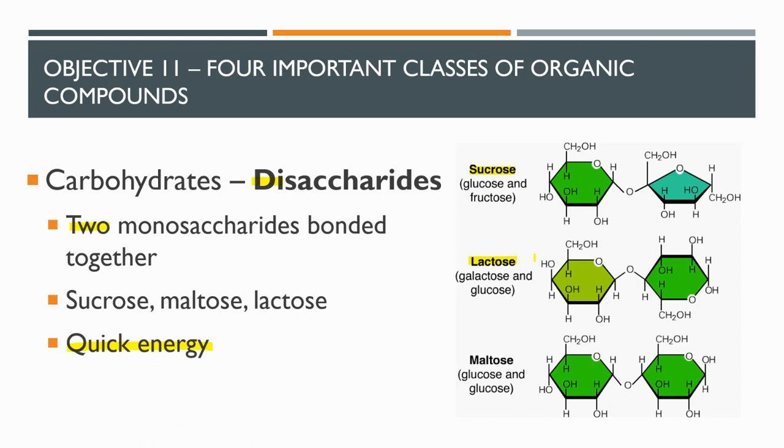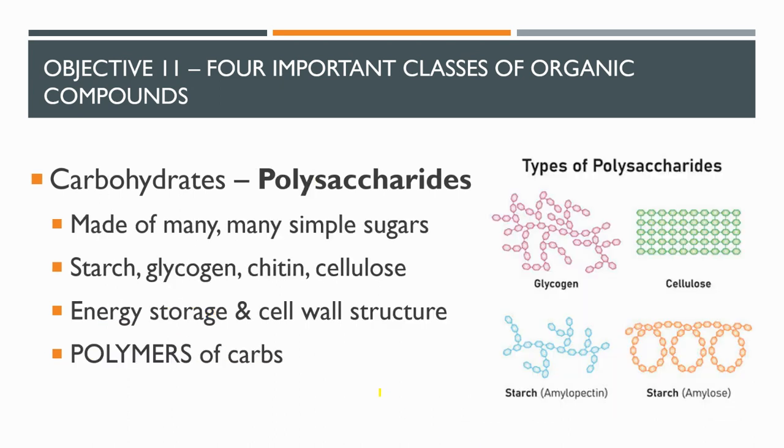Lactose is the sugar that's in milk. You know, some people are lactose intolerant, and it's because they can't break that down very well. Maltose can be in malt beverages, but you can see that if you take 2 monosaccharides, once again, those are the monomers, and you put them together, then you make a disaccharide.